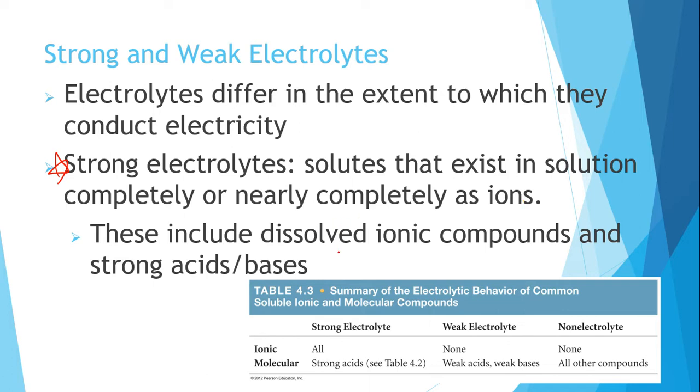Typically, things that are strong electrolytes are ionic compounds because they are made up of ions, and also strong acids and strong bases. I took this out of the textbook that I teach you out of. Strong electrolytes: all ionic compounds are going to be considered strong. And then for molecular compounds, these are going to include some strong acids.